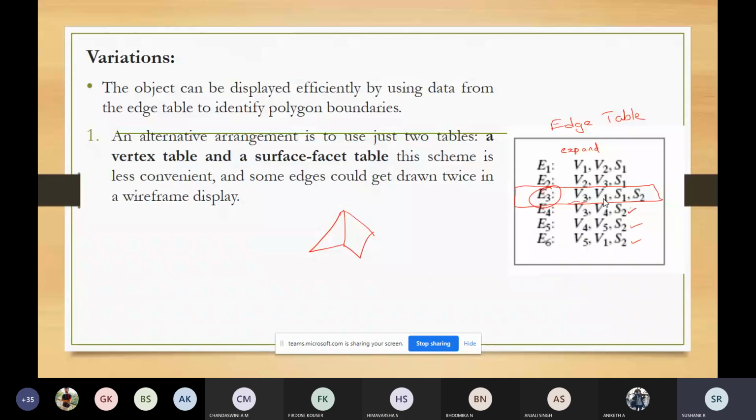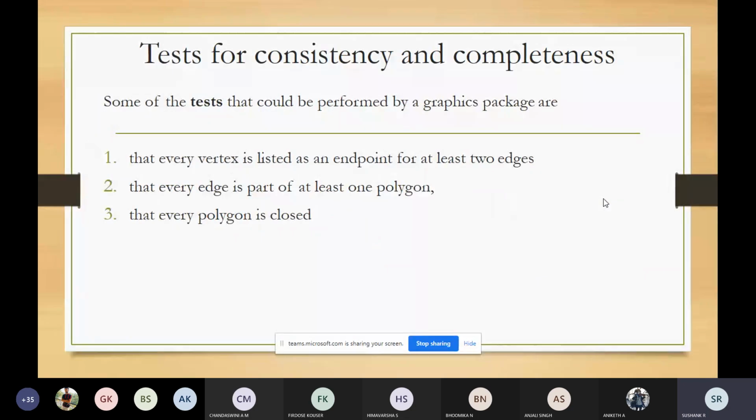So the next thing is testing for consistency and completeness.